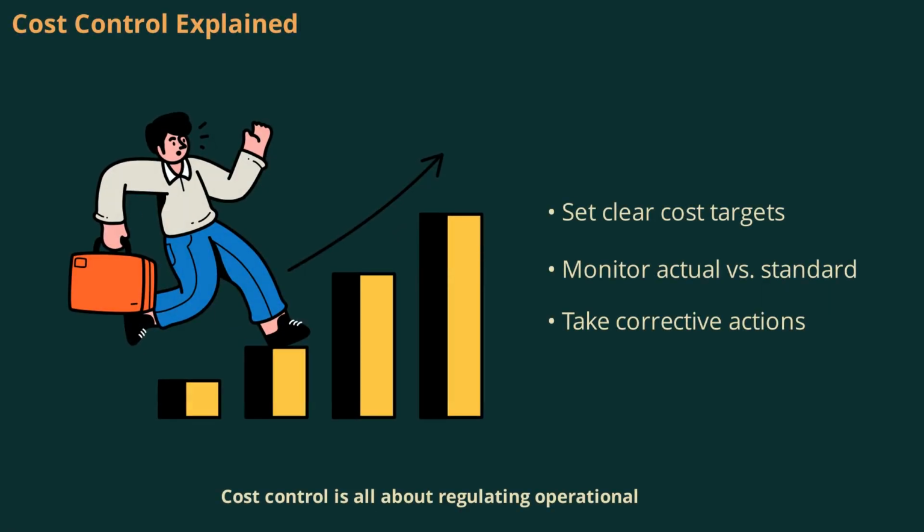Cost control is all about regulating operational costs through the actions of managers and executives. It involves setting targets or benchmarks, monitoring actual performance against these standards, and taking corrective actions when necessary. The process is continuous, requiring regular comparison and adjustments to ensure costs remain within acceptable limits. Cost control can use both internal and external targets, with techniques like standard costing and budgetary control.